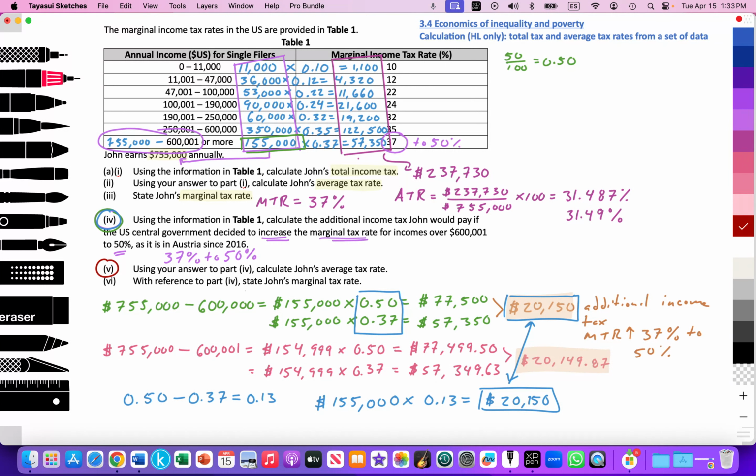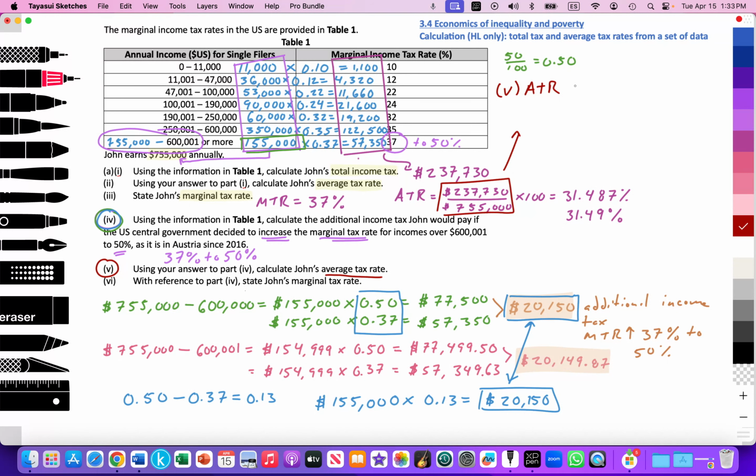Using your answer in part 4, calculate John's average tax rate. So let's go ahead and do that. Well, actually, pause the video and attempt that question. Okay, so let's take a look. Here we are. So here we're looking at question 5. Calculate the average tax rate for John at that higher tax amount. And I can take my original work over here.